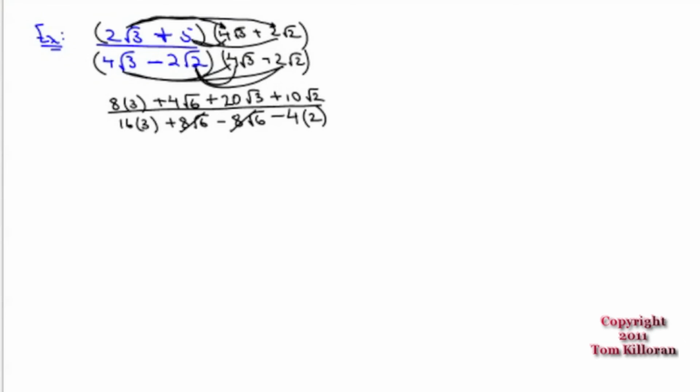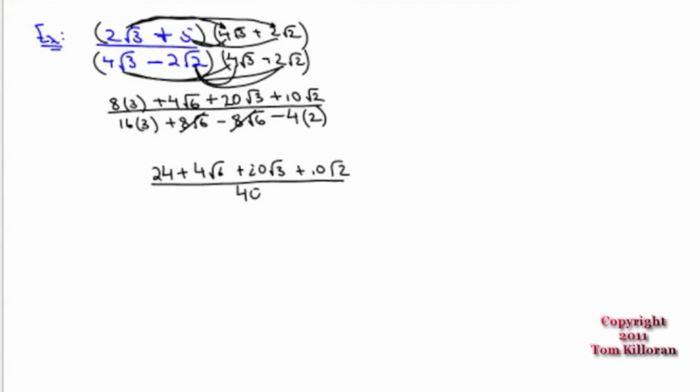This is 48 minus 8, 40. So we have 8 times 3 is 24, plus 4 square roots of 6, 20 square roots of 3, and 10 square roots of 2, all divided by 40. If you leave this on your paper, I will take off a point. Why? Oh, because I'm mean. Yeah, well, other than that. Why would I take off a point? Just the 24 and 40?